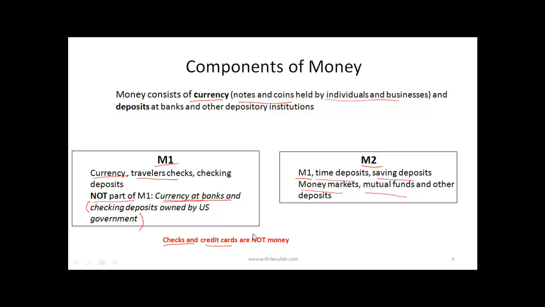What about credit cards? Credit cards are also just a means of exchanging money. So money goes from one bank into another bank. So a credit card in and of itself is not considered money.